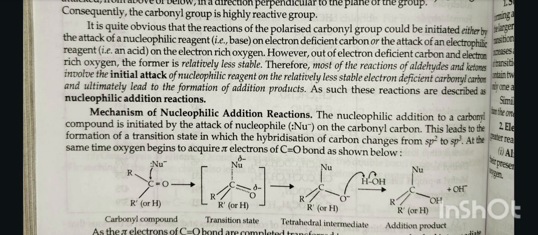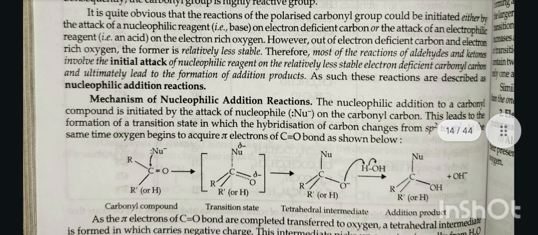However, out of the electron deficient carbon and the electron rich oxygen, the former is relatively less stable. Therefore, most of the reactions of aldehydes and ketones involve the initial attack of a nucleophilic reagent on the relatively less stable electron deficient carbonyl carbon, and ultimately lead to the formation of an addition product. As such, these reactions are described as nucleophilic addition reactions.